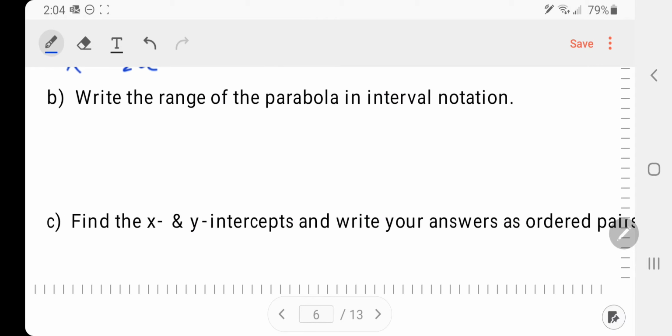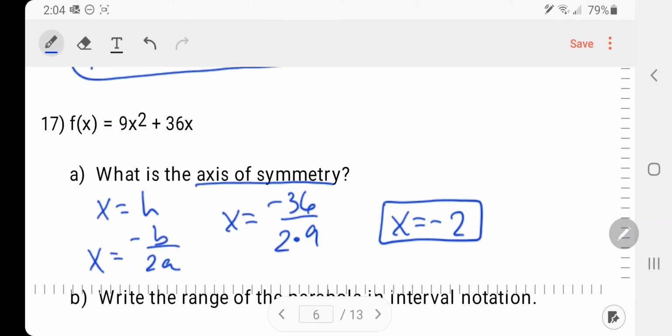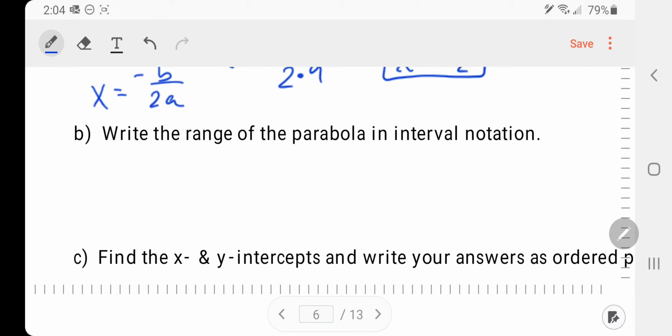Write the range in interval notation. Well, it would help if we know if this opens up or down. Since A is positive, this parabola is going to open up, and so the range is going to be something to infinity. Since it opens up, it's going to go from k to infinity.